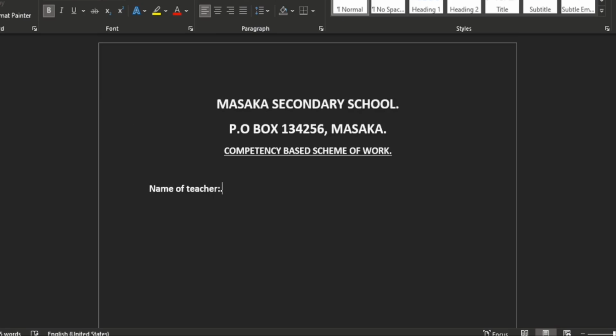Now we are going to the next item, which is the name of the teacher. That's where your name goes as a teacher. Then you write the class. It might be senior 1, senior 2, senior 3, or senior 4. Your next item is the sheet number. If this scheme of work has around 6 or 7 sheets, then the first one is going to be sheet number 1 of 6, or of 7, if your scheme of work has 7 papers.